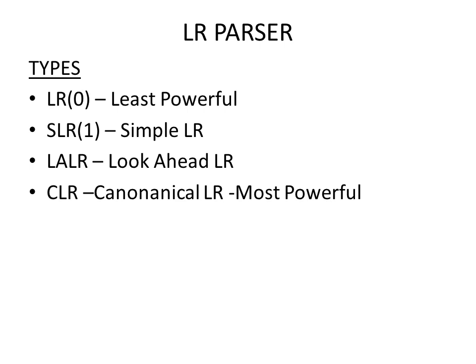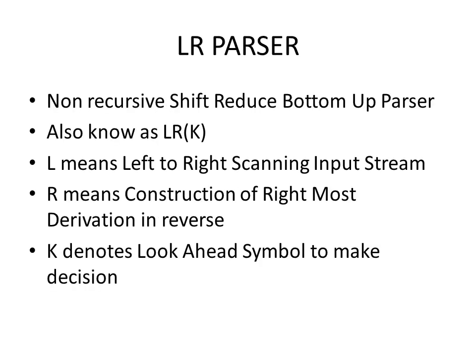LR of 0 is the least powerful one, and CLR, canonical LR, the last one, is the most powerful. SLR is simple LR, LALR is look ahead LR, and CLR is canonical LR, which is the most powerful when compared to LR0, which is the least powerful. In this class, we are seeing only the introduction to LR parser.